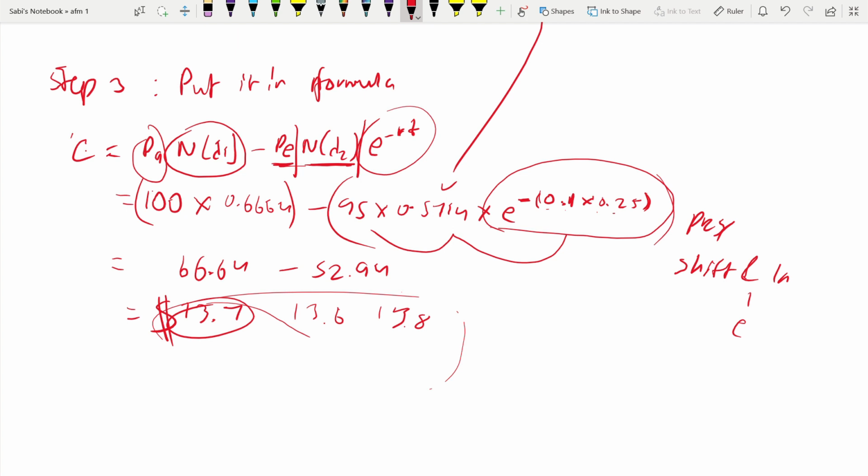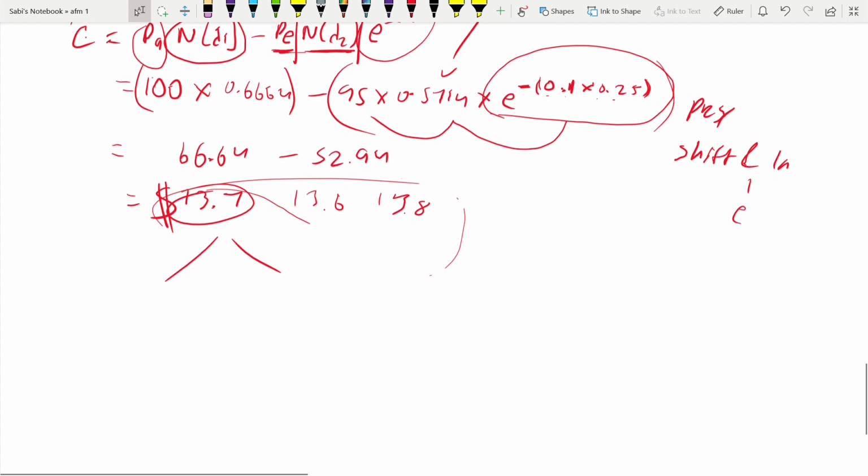See, this you can split between two. What did we study earlier? Intrinsic value and time value give the value of the option. So intrinsic value, you can find out how: 100 minus 95. Intrinsic value means underlying minus exercise price, which is $5. So out of this 13.7, $5 is intrinsic, and time value is what? $8.7. The balance. Right? Now, the call is 13.7.